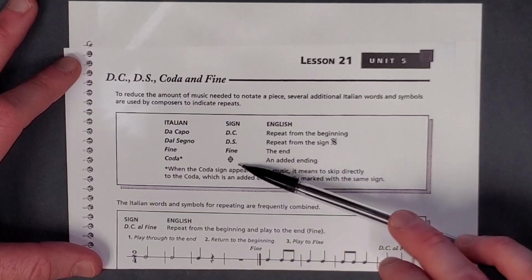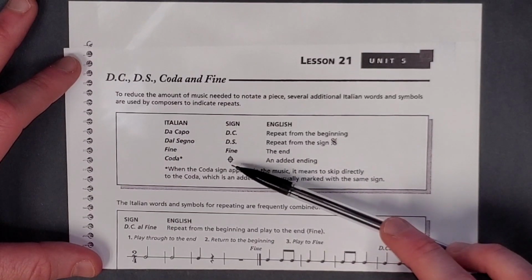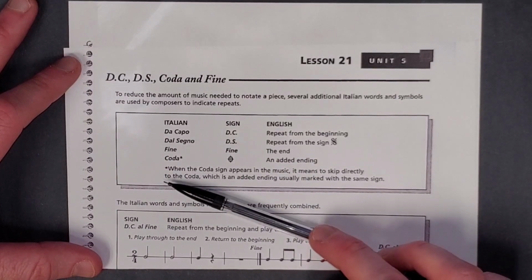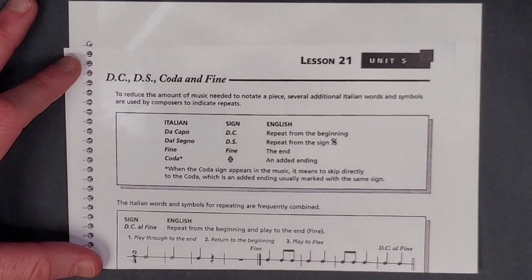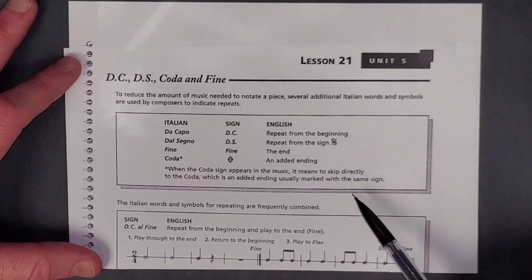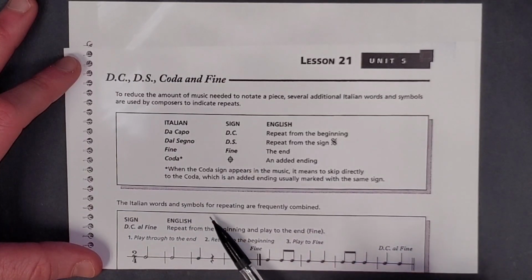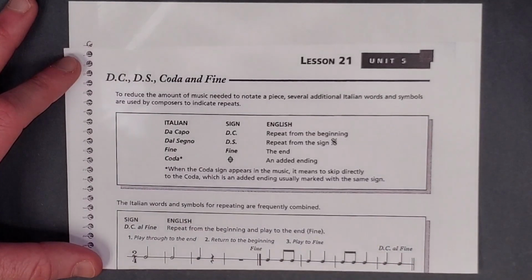If you're looking for a coda on the page, look for it towards the end of the piece. When the coda sign appears in the music, it means to skip directly to the coda, which is an added ending, usually marked with the same sign. The Italian words and symbols for repeating are frequently combined, so you'll see DC al fine.